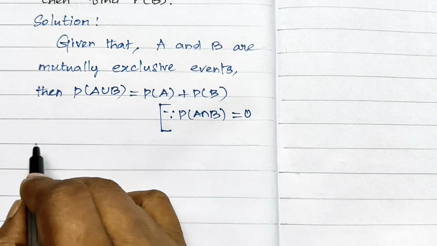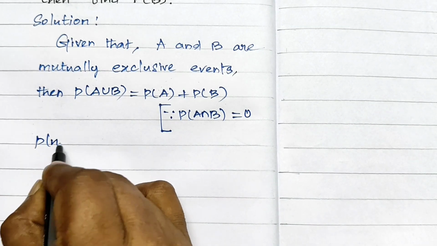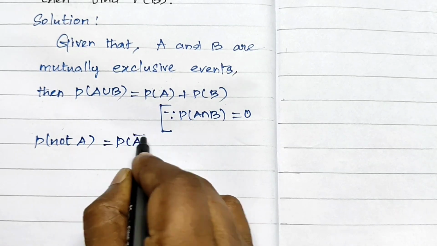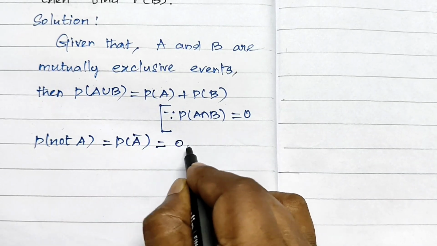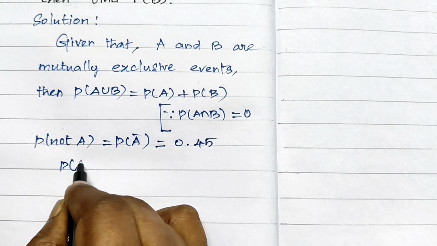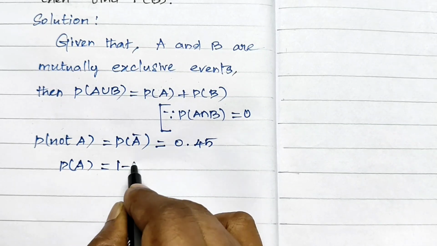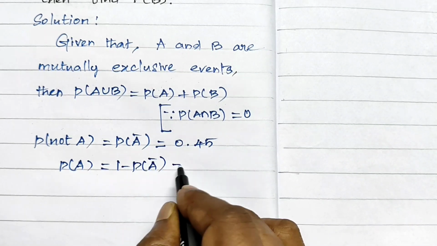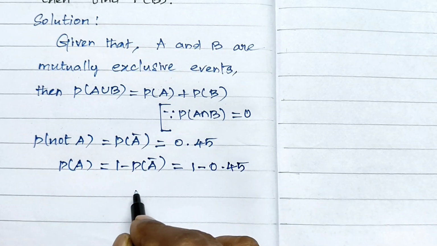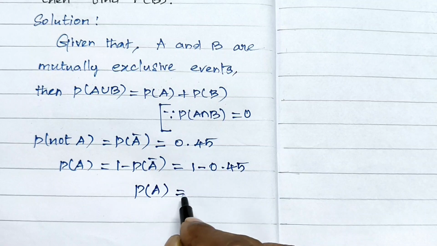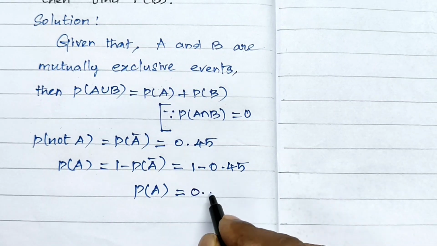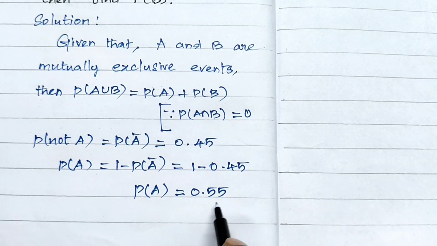Okay. Also given that P of not A, that is P of A bar equal to 0.45. We know that P of A equal to 1 minus P of A bar equal to 1 minus 0.45. Therefore, P of A equal to, now if we subtract 0.45 from 1, what do we get? 0.55. Now we have found P of A.